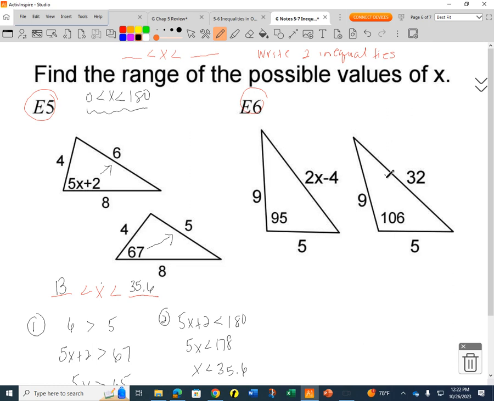So you'll see all of your problems should have, if you look, this 2x minus 4 is across from a 95-degree angle. 32 is across from a 106-degree angle. So 95 is less than 106. Which reminds me, cross out number 7 on your worksheet because we're not doing that one because the angle measures are not right. Cross out number 7.